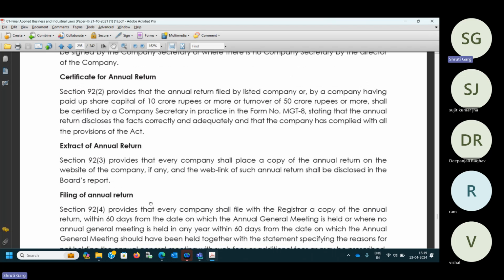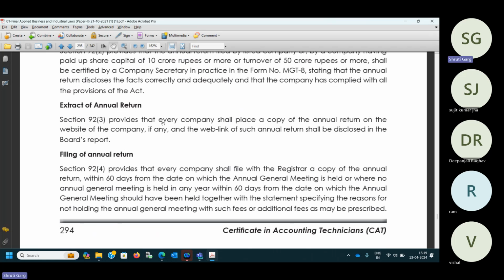Extract of the annual return. Section 92(3) provides that every company shall place a copy of the annual return on the website of the company. Yes, this is a new provision as per the Companies Act 2013. Section 92(3) provides that every company shall place a copy of the annual return on the website of the company, if any, and the web link of such annual return shall be disclosed in the board report.